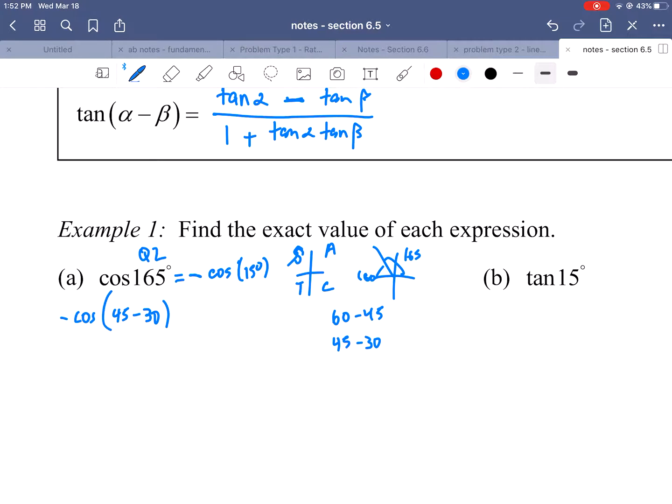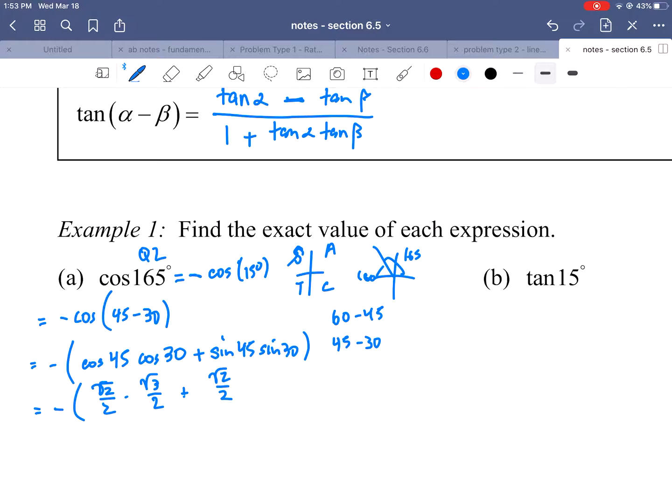Okay, so here we go. That starts off with cosine of the first angle, 45, multiplied by cosine of the second angle, 30. And since we have a minus sign, this is going to change to a plus. Then we're going to have sine of the first angle, 45, multiplied by sine of 30. Okay, so that is now a unit circle contest. Do we know these exact values? Cosine of 45 is the square root of 2 divided by 2. Cosine of 30 is the square root of 3 divided by 2. Sine of 45 is square root of 2 divided by 2, and sine of 30 is 1/2.